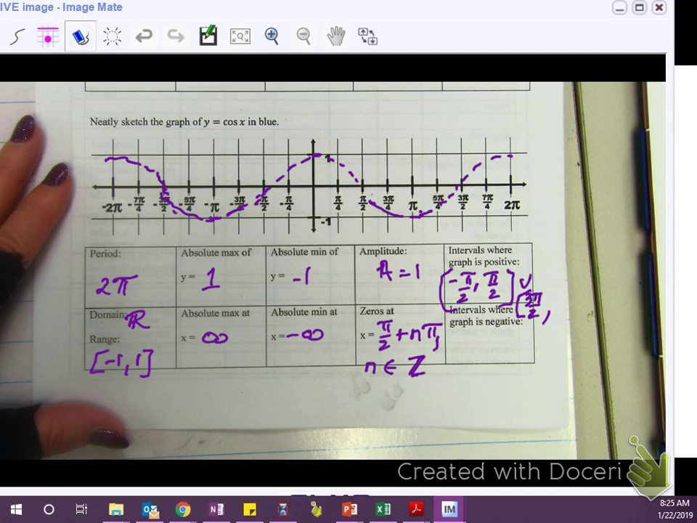And then it's negative between negative 3 pi over 2 and negative pi over 2, union with pi over 2 to 3 pi over 2. Okay, any other questions about that? Oh, I didn't finish this one. This is 5 pi over 2.